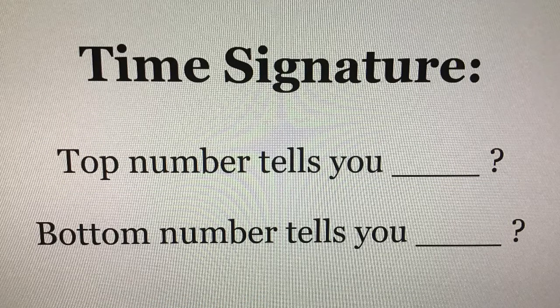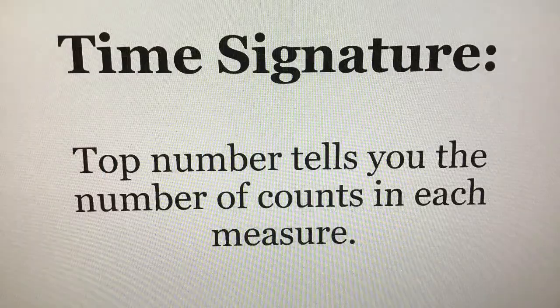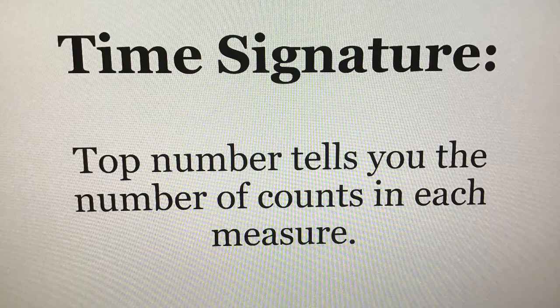You saw 4 over 4. So the top number tells us one thing, and the bottom number tells us another thing. The top number of the time signature is always going to tell us how many counts are in each measure. So when we saw the example of the 4 over 4, the top number was a 4, so we would count to 4 for each measure, like 1, 2, 3, 4, 1, 2, 3, 4. I didn't count past 4 to 5, I just restarted counting at 1 after 4. So you get patterns of 4. That's the top number.